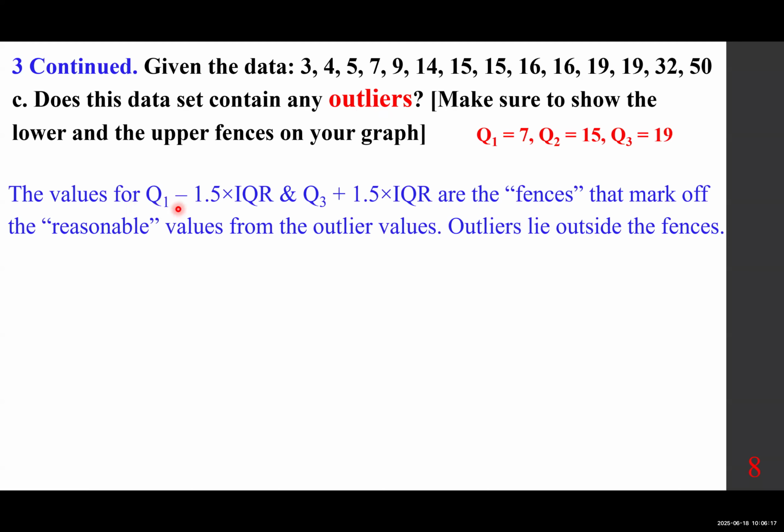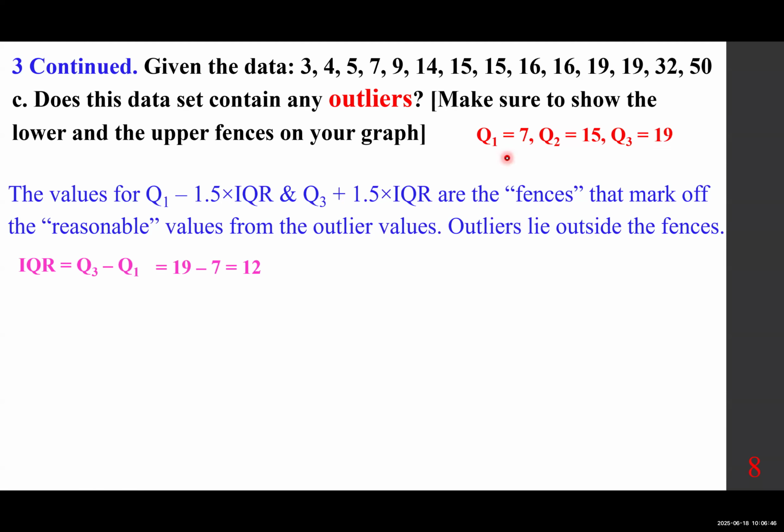The values for Q sub 1 minus 1.5 times IQR and Q sub 3 plus 1.5 times IQR are the fences that mark off the reasonable values from the outlier values. Outliers lie outside the fences. So let's go and find these values. Q sub 1 minus 1.5 IQR. So what is IQR? Q sub 3 minus Q sub 1.